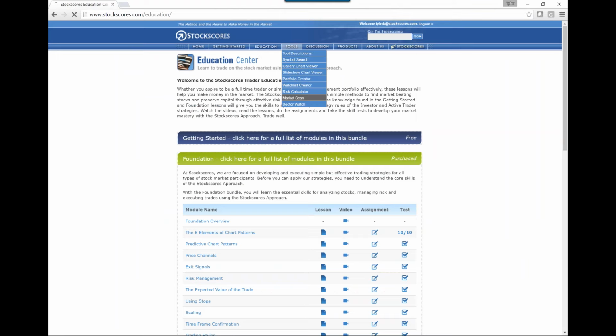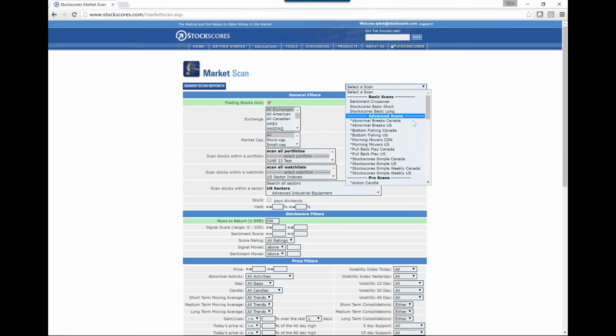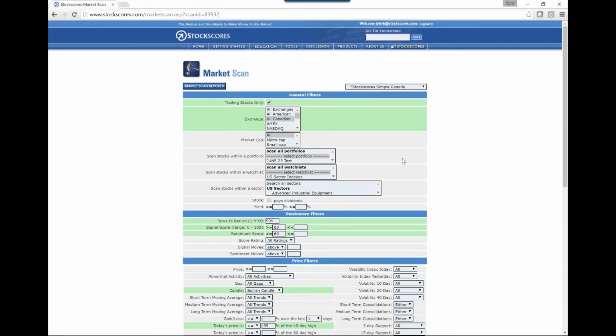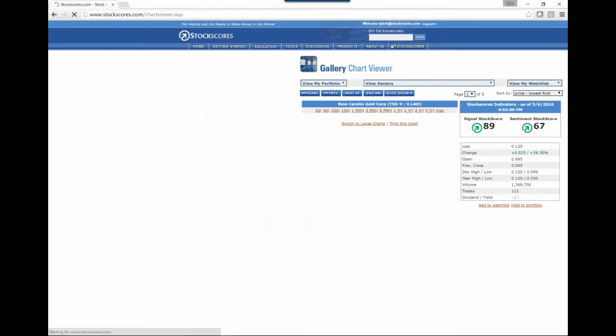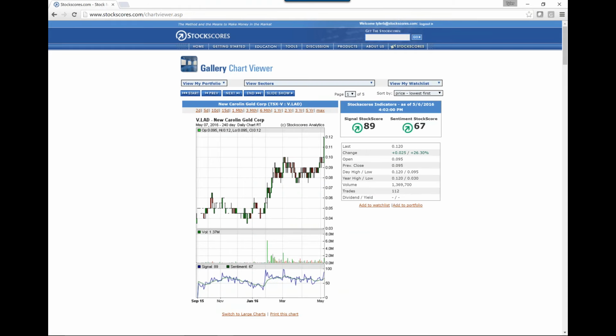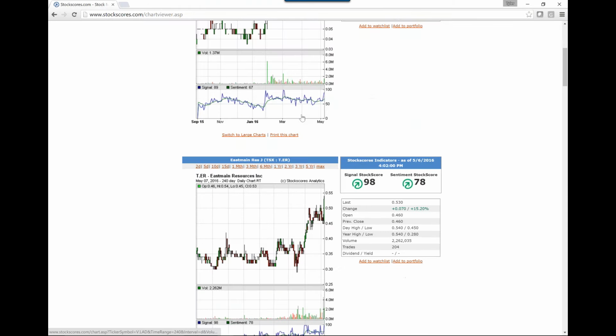So here's the market scan. I can select a strategy. So if I'm looking for a position trade on the Canadian market, I might run the Stockscores Simple Canada strategy. I run the report. I have 45 charts to look at. I'm doing this very quickly because my purpose of today's presentation isn't so much this. I'll do it in another webinar later this month.